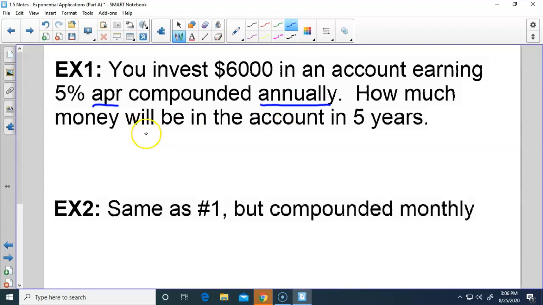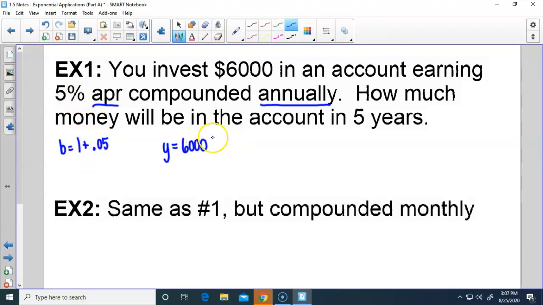So it says how much money will be in the account in 5 years. So we're doing y equals a times b to the x. A is your principal. It's what you start with, which in this case is 6,000. And your b value, to find that b, you're going to do 1 plus 0.05, because 0.05 is the decimal for 5%.